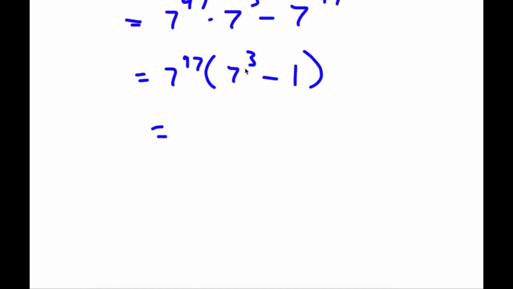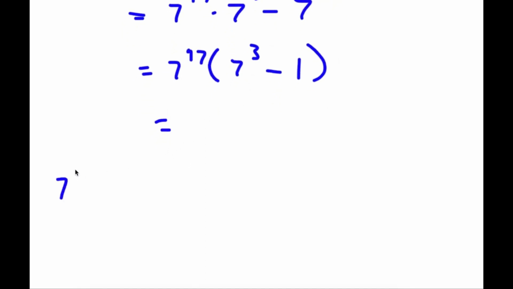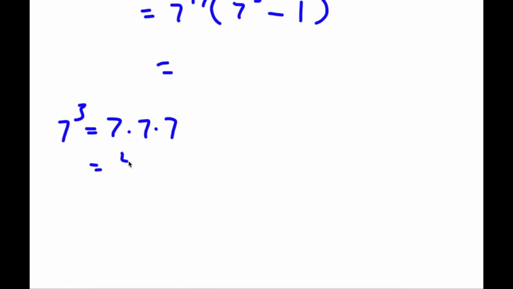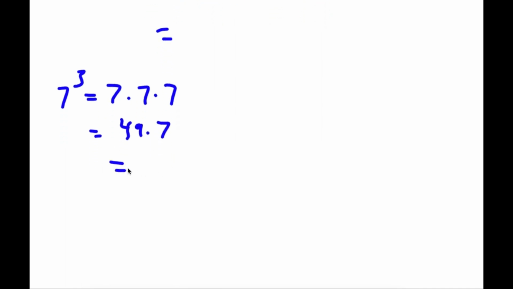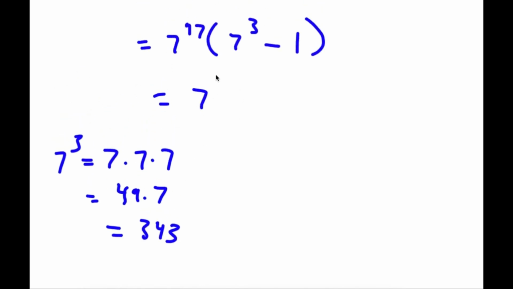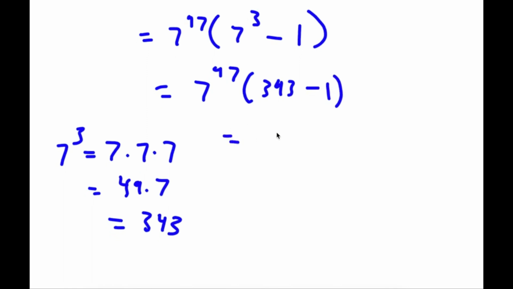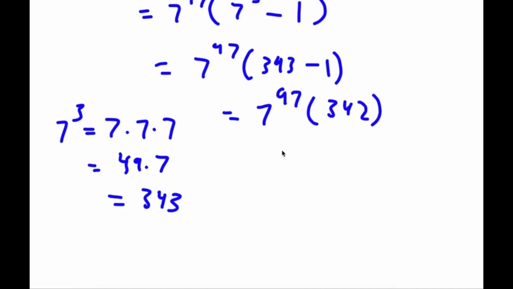Now first let's solve for 7 to the power of 3. 7 to the power of 3 is equal to 7 times 7 times 7, or 7 multiplied by itself 3 times. Now 7 times 7 is 49, so now I have 49 times 7, and 49 times 7 is 343. So now I have 7 to the power of 97 times 343 minus 1. 343 minus 1 is 342, so I have 7 to the power of 97 times 342. And this is actually my final answer: 7 to the power of 97 times 342.